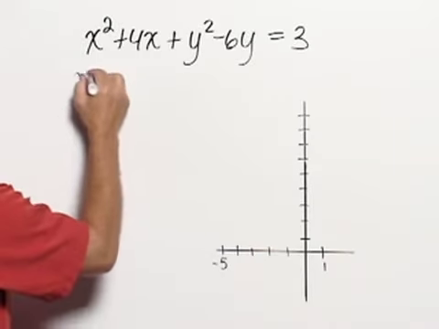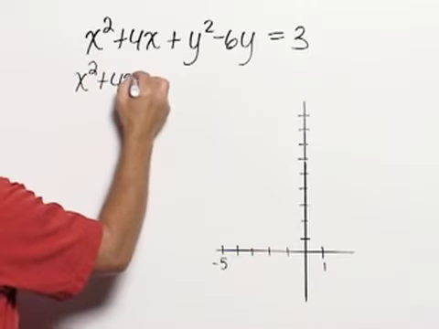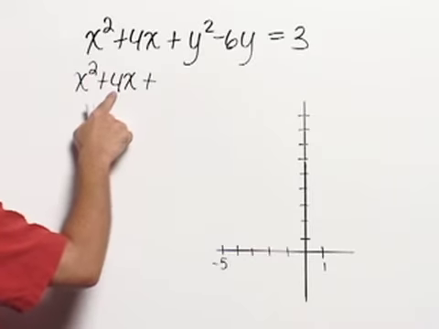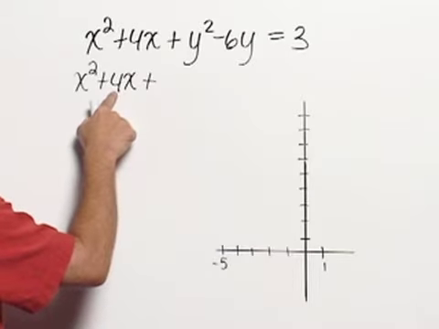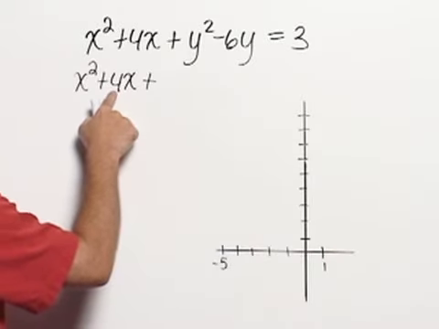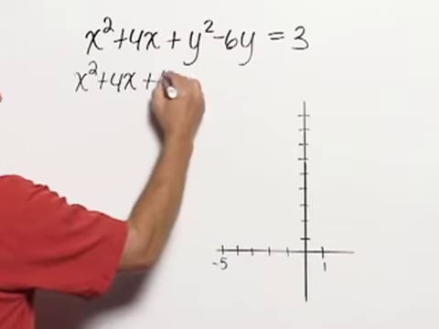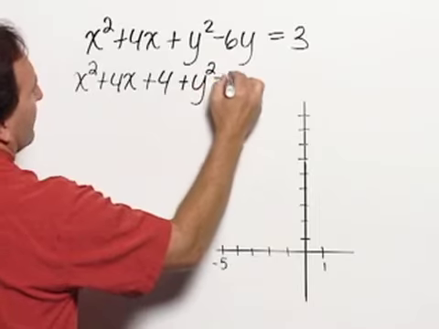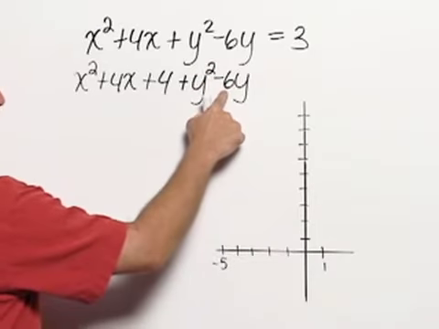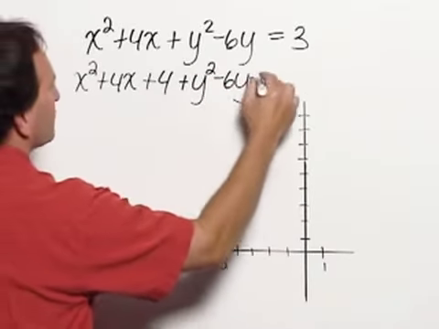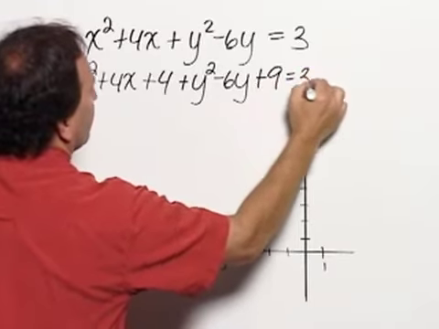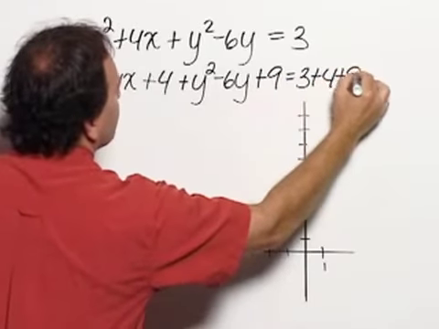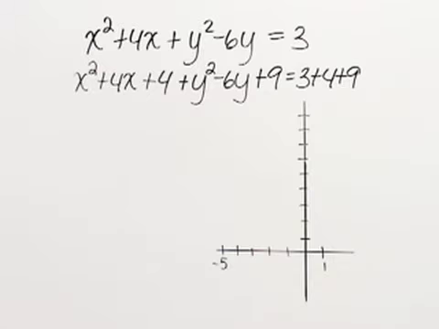So for x squared plus 4x, we would have to add half the coefficient of x, which is 4, and then square it. So 4 divided by 2 is 2, 2 squared is 4. Now for the y, we have y squared minus 6y. Half of the 6 is 3, squared is 9. So then if we've added 4 and 9 to the left side, we need to add it to the right side.